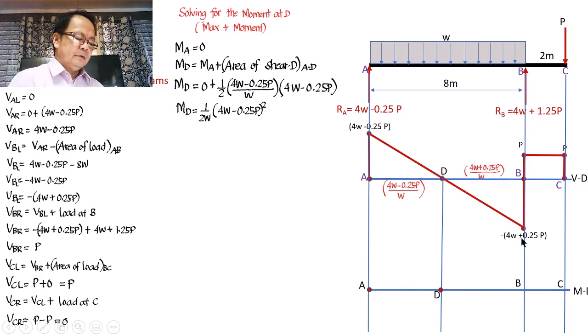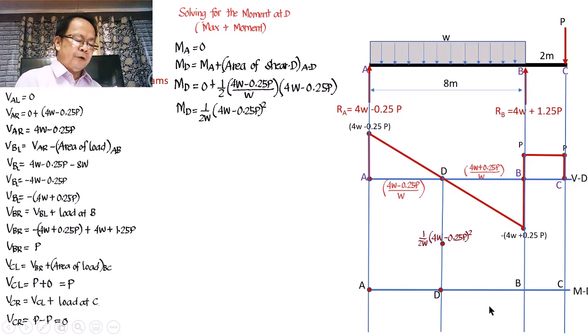Di ba? So ipakita muna natin, nasan ba itong moment dito? Itong moment na ito ay narito yun, somewhere here, yun. And has a value equal to 1 over 2W multiplied by 4W minus 0.25 of P quantity square. So, then afterwards, target natin ngayon ay makuha yung ating maximum negative bending moment at B.